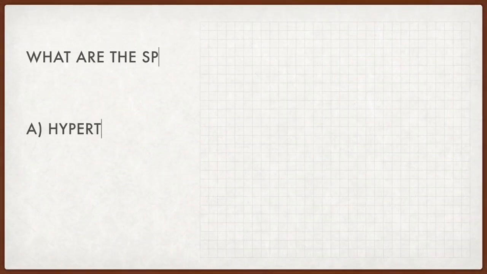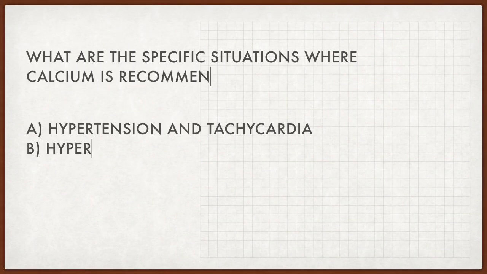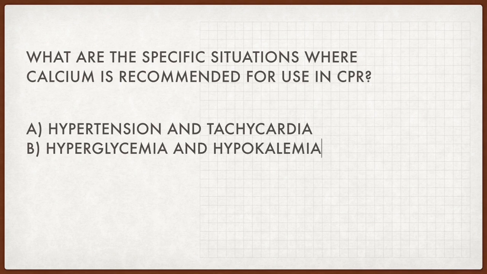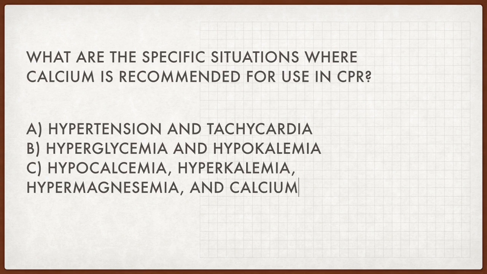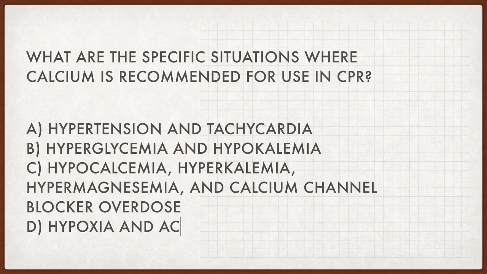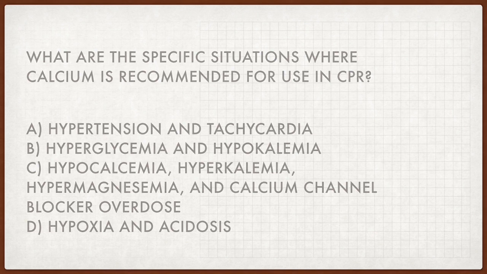What are the specific situations where calcium is recommended for use in CPR? A. Hypertension and tachycardia. B. Hyperglycemia and hypokalemia. C. Hypocalcemia, hyperkalemia, hypermagnesemia, and calcium channel blocker overdose. D. Hypoxia and acidosis.